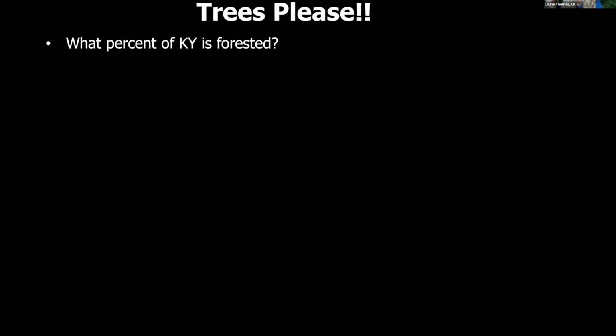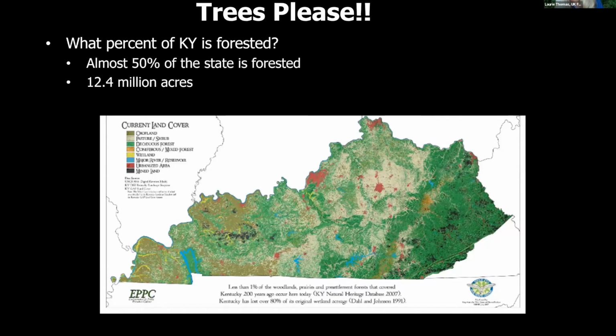I've got a question up there: what percent of Kentucky is forested? So you all think about that. How much is it? 20%, 40, 50, 70, 80? Just think, and if you want to pop a number in there, that's great. If somebody said right around 50% of the state, you are right on. It's like 49%. So about 50% of our state is covered in forest land, which is trees. And that equates to about 12.4 million acres. And if you look at our state here, this is a nice map of the state.